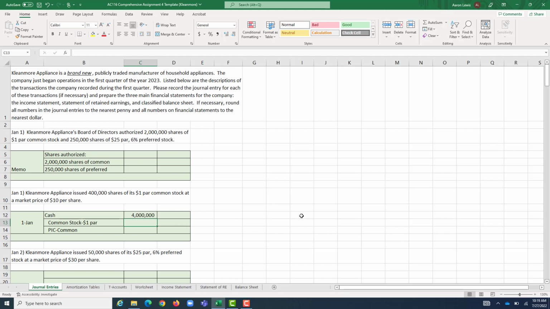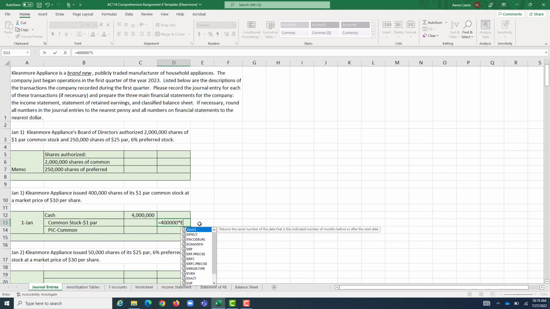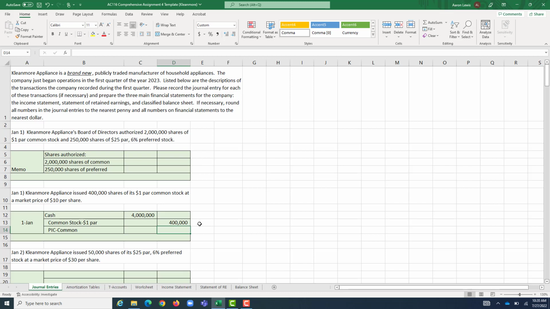Our two credits are going to separate that into the portion of that $4 million that came from the par value of the stock and the portion of that $4 million that was paid in excess of par value. So for our first credit, the amount that goes to common stock, that's par value. So we're going to take our 400,000 shares. We're going to type NSL equals 400,000 and multiply it by the par value, cooperate, of our shares, which is $1.